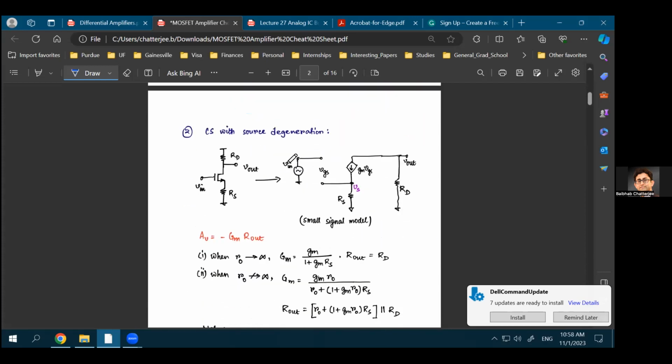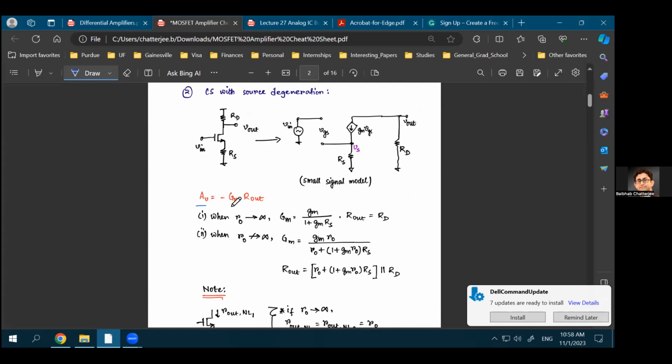So if you look at an example with common source with source degeneration, again something we have solved before. What you want to find out is basically this AV, which is minus GM times Rout, right? Just writing the same equation as before.